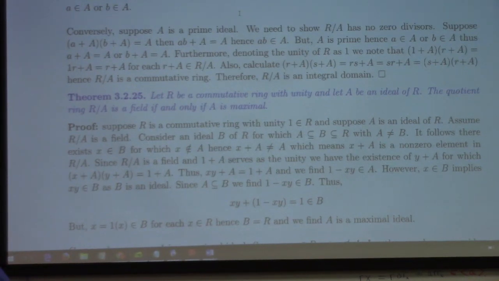It gives us a way of understanding when we form one of these factor rings, do we have something that's an integral domain or do we have something that's a field? How can you detect the nature of your factor ring by just looking at the structure of the ideal, and that's it.